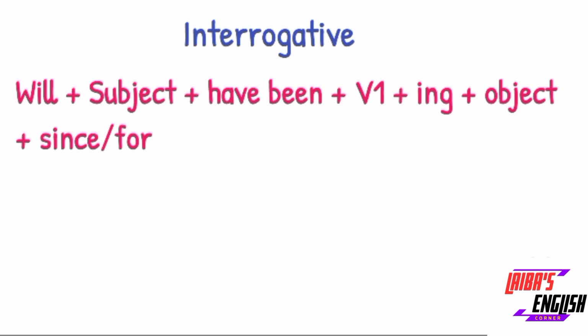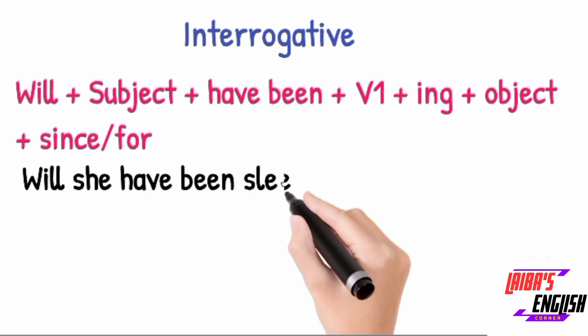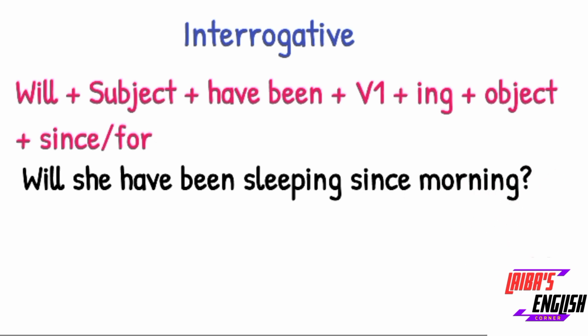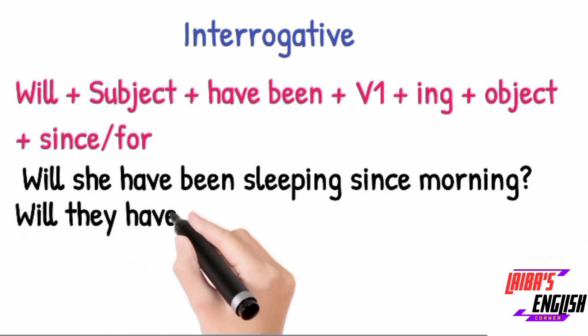So, we will look at some examples to make our concept even more clear about it. First example is: will she have been sleeping since morning? So will is used in the start because it is interrogative and we have to put the helping verb in the start. She as a subject, have been is used, sleep plus ing, since morning. Morning is a fixed time, so we will use since here.